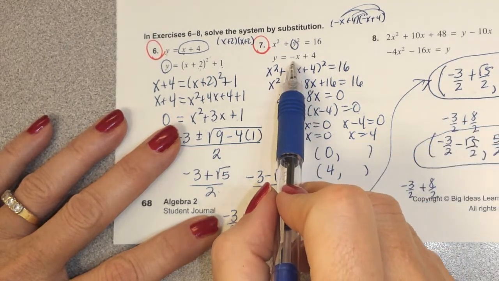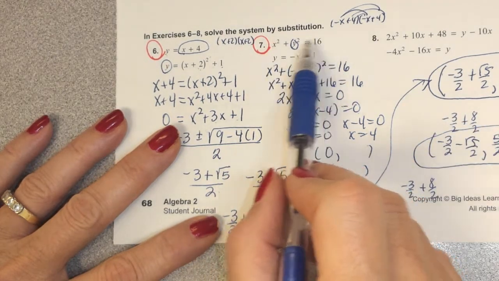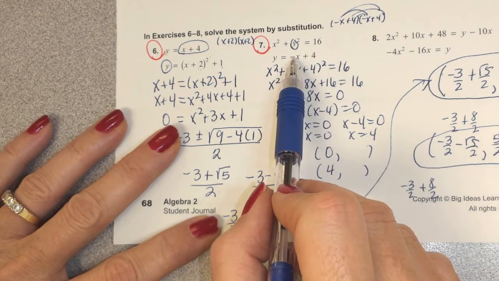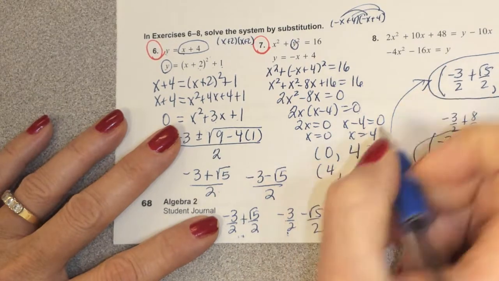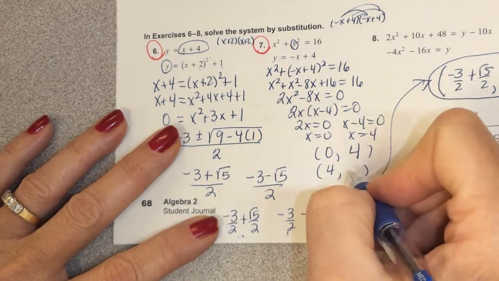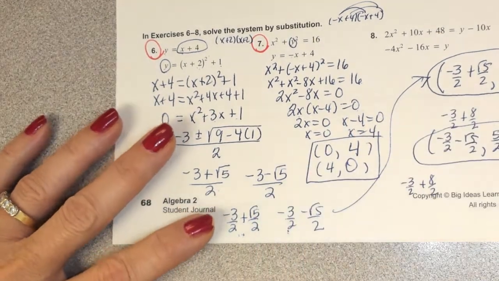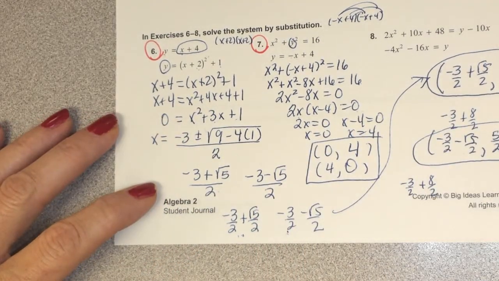I plug it back in the easiest spot. This place isn't as easy to substitute in as this, so I'm going to plug in 0 here. 0 plus 4 is 4. Negative 4 plus 4 is 0. So that's going to be my solution. Okay?